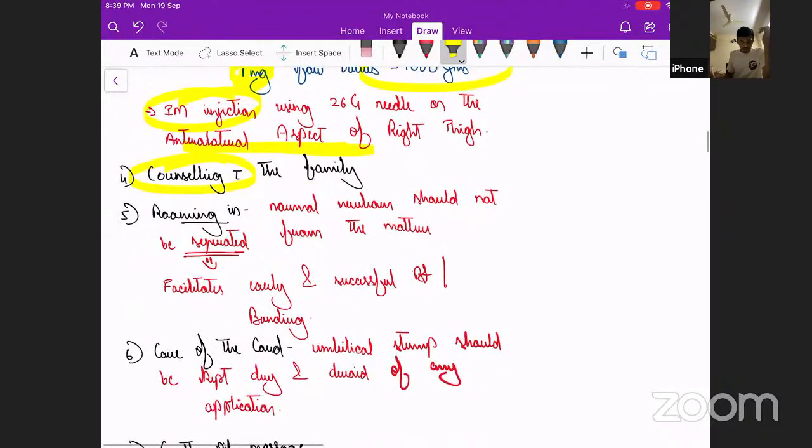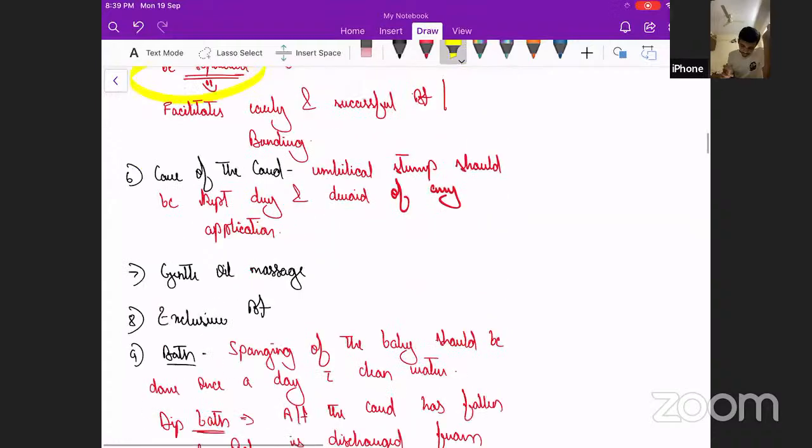Next is rooming in. Rooming in is nothing but that a normal newborn should not be separated at any cost from the mother. So what we'll have to counsel is that 24/7 mother and baby have to be together. Throughout the 24 hours, we shouldn't separate the mother from the baby.